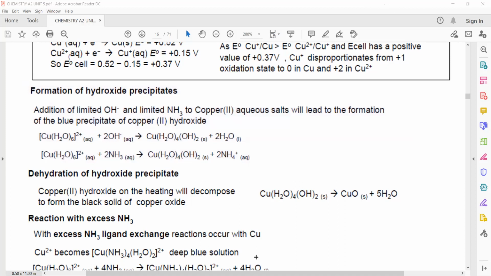Okay, next. When copper 2 hydroxide is heated, if we heat a copper 2 hydroxide, what will happen? It will decompose to form a black solid. Basically, it will decompose into copper oxide, and the water is also given off. So copper oxide is a black solid.